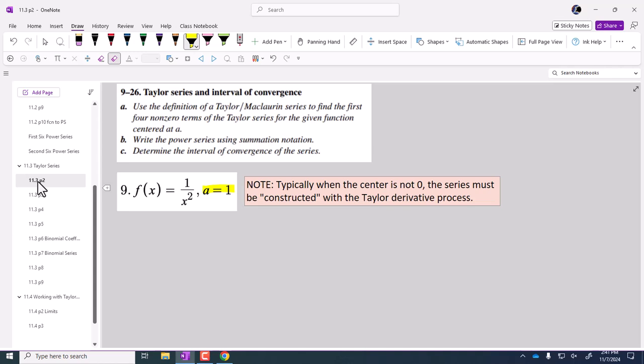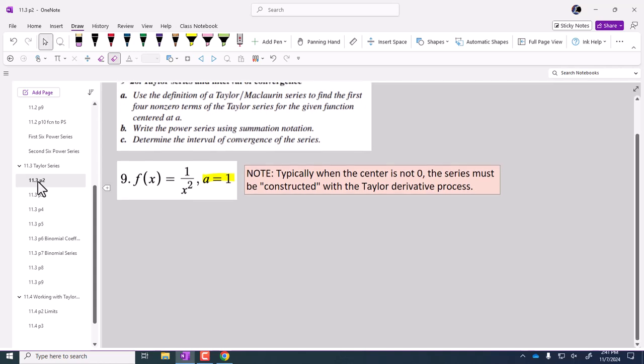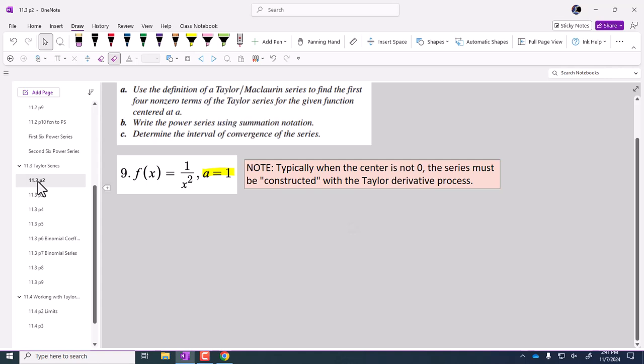Is that the same thought process for functions that are undefined at x equals 0? If the function is undefined at 0, then you can't build a Maclaurin series for it, because it's not defined at 0. But you can build a Taylor series, if we don't center it at 0. We're going to center it just a little off.